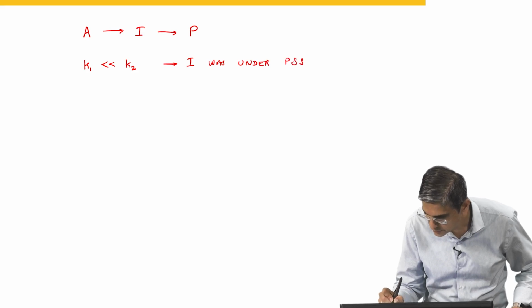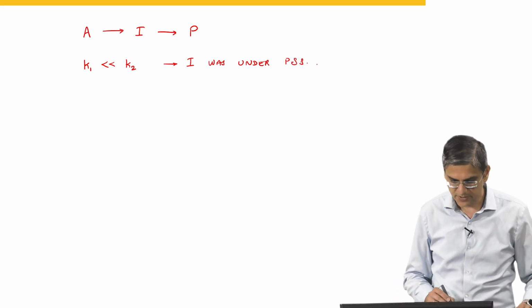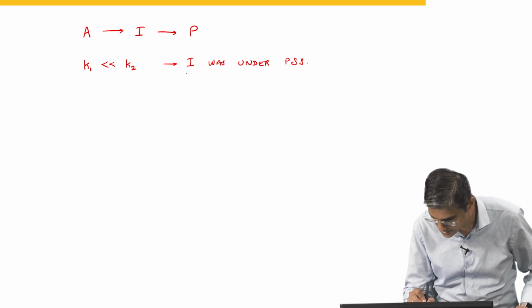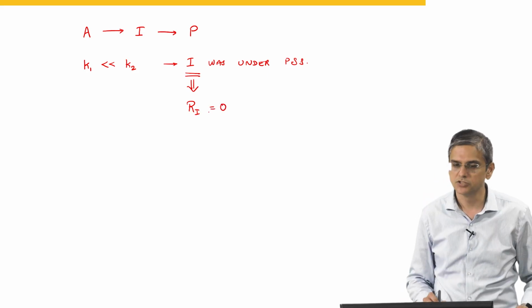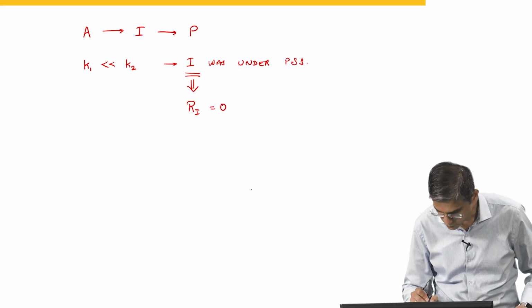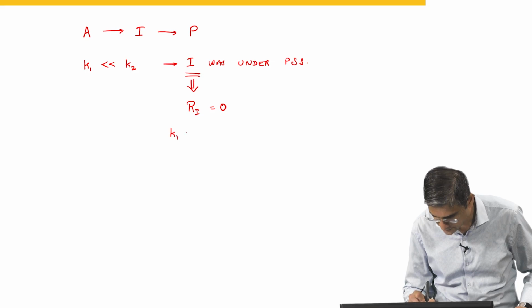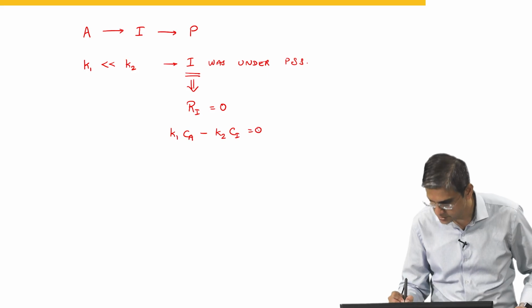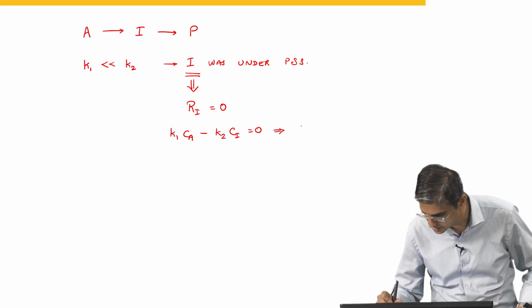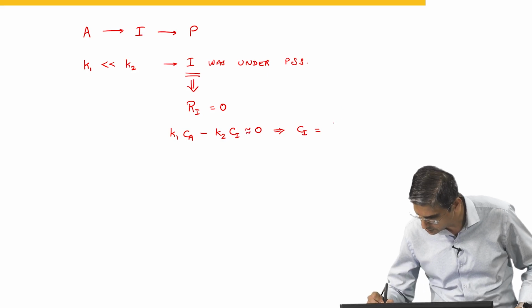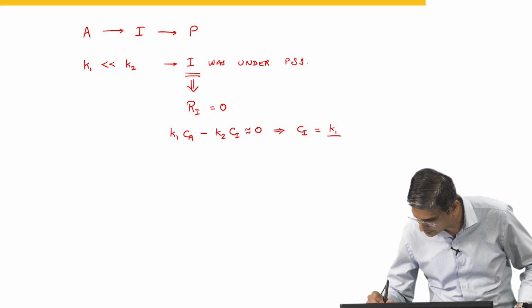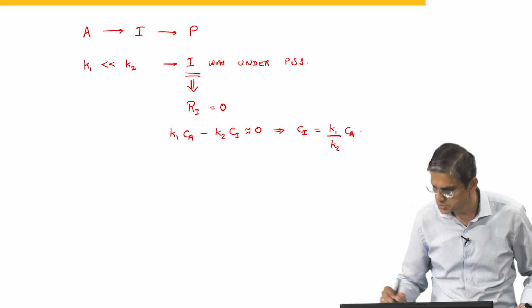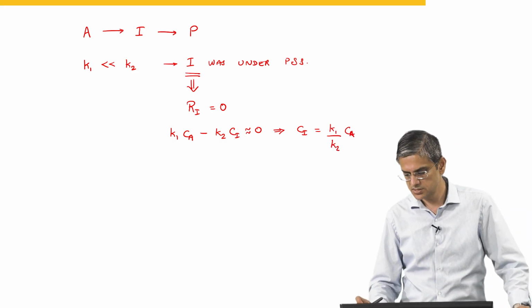under those conditions I was under PSS. Okay. What we mean by I was under PSS, that means rate of formation of I equal to 0. Okay. Rate of formation of I is K1 Ca minus K2 Ci is equal to 0, which yields us Ci, or I can say that is approximately equal to K1 by K2 Ca. Okay. This is what we got.